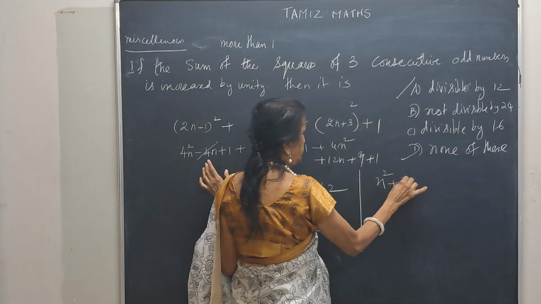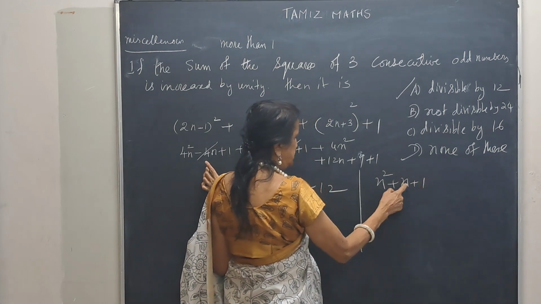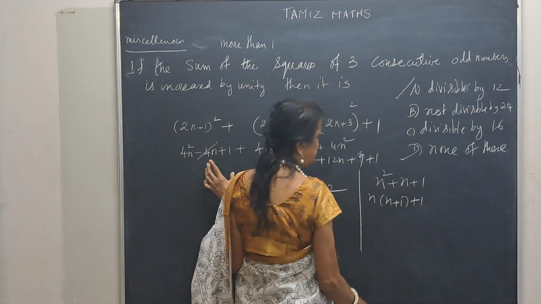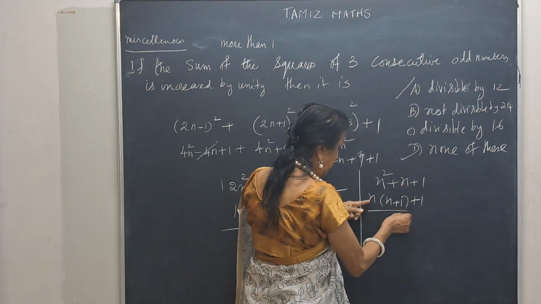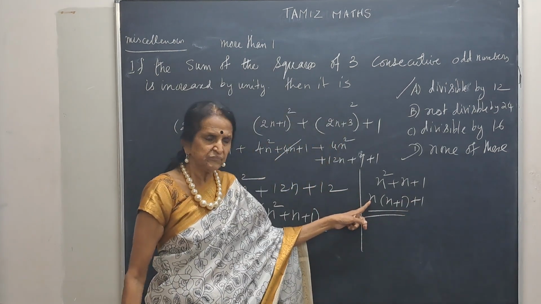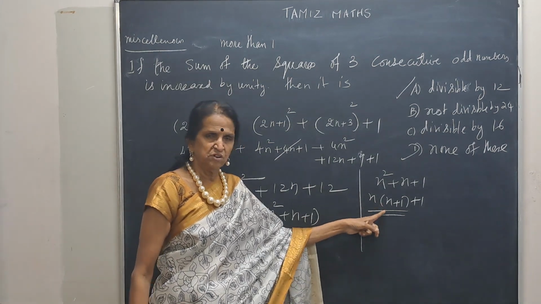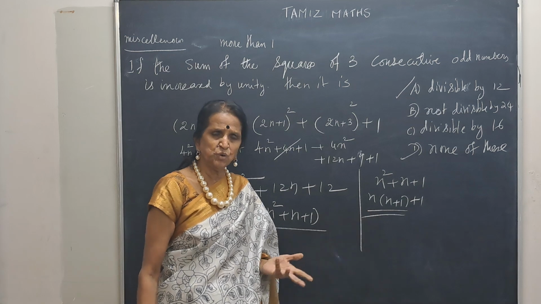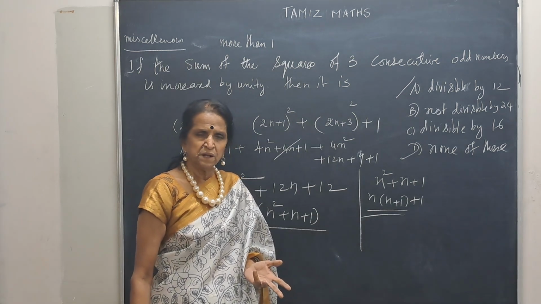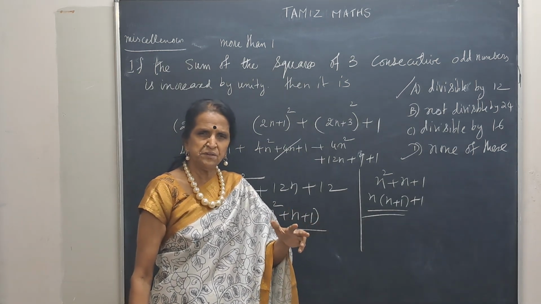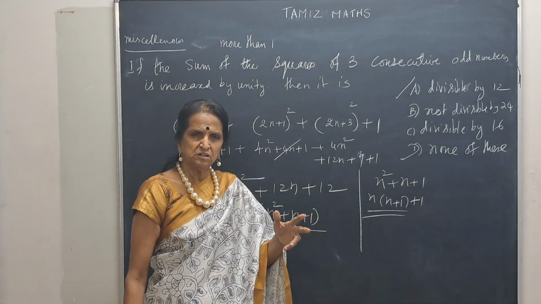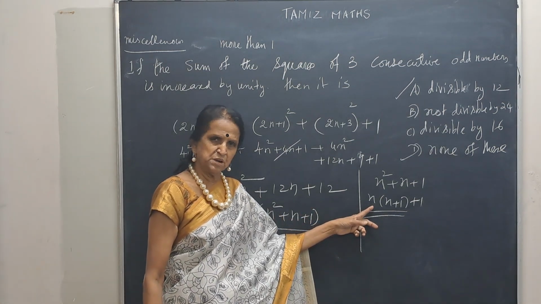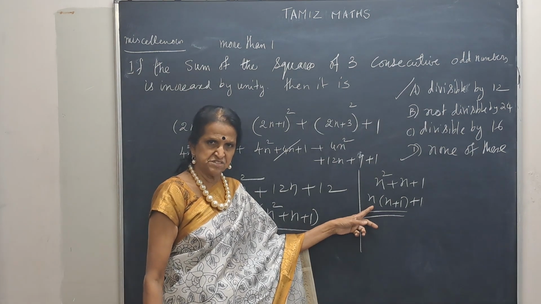Consider n square plus n plus 1. N square plus n could be written as n into n plus 1, plus 1. This is the product of two consecutive integers. The product of two consecutive integers is always divisible by 2. Consecutive, one will be odd, one will be even. 2 into 3, 4 into 5. So the product of two consecutive integers will always be even, always divisible by 2.